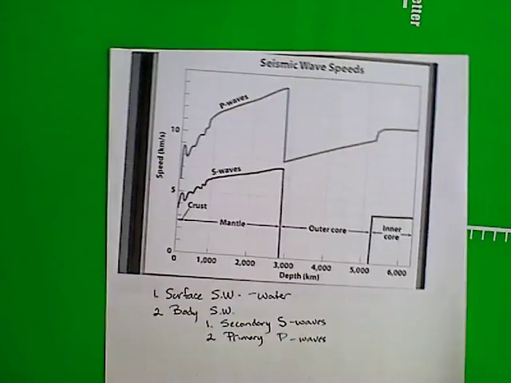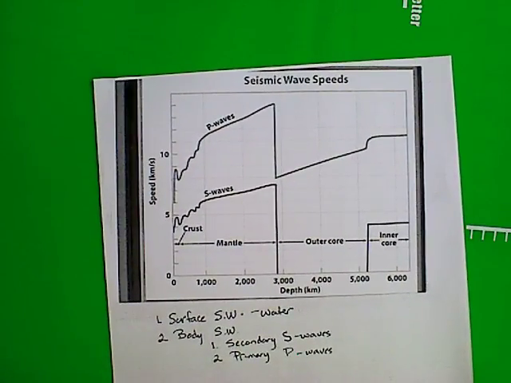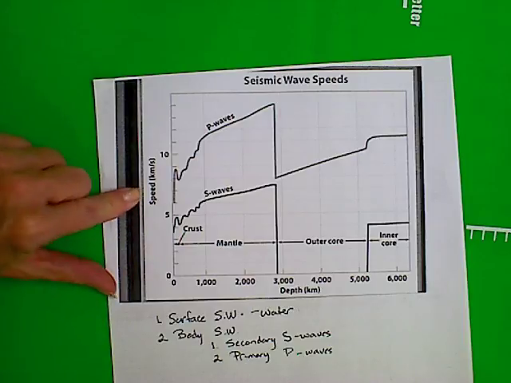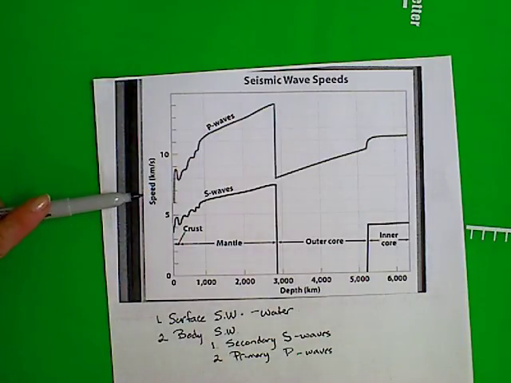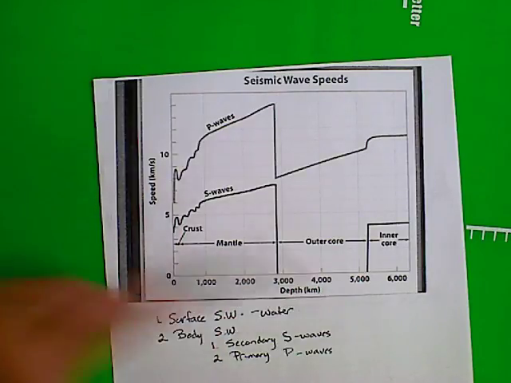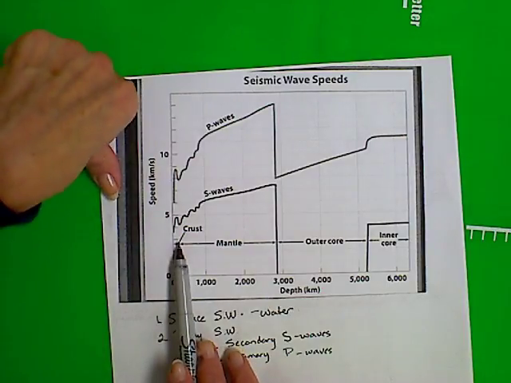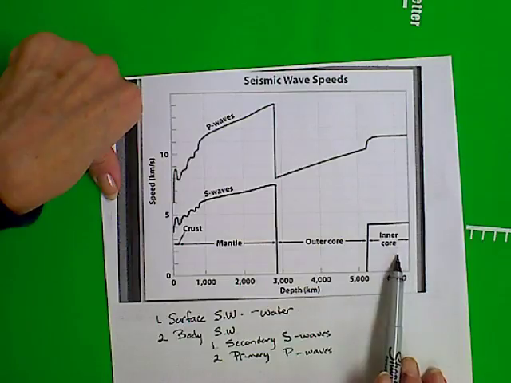So we're going to look at our chart here, and we're going to look at our body waves, and we're going to look at the speed of them here. And we're going to look at the different depths down here. And as they travel through the different areas, we have our crust area, we have our mantle, we have our outer core, and we have our inner core.